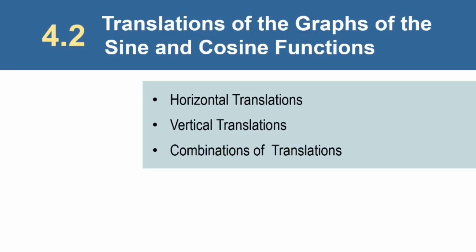Now in the last section we talked about graphing changes to amplitude and period. In this section we will talk about horizontal translations, also called phase shift, which is just moving the graph to the left or right without stretching it, and vertical translation, which is just moving the graph up or down without stretching it. And we will also do several examples where we have a combination of translations. In other words, we'll have changes to either amplitude, period, phase shift, or vertical shift, or a combination of any of those. So we've got plenty to do today, so let's get started.